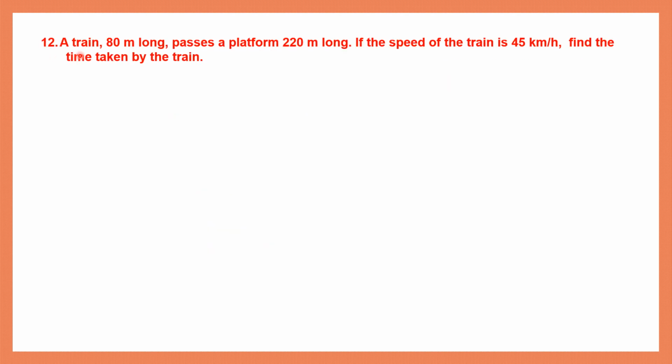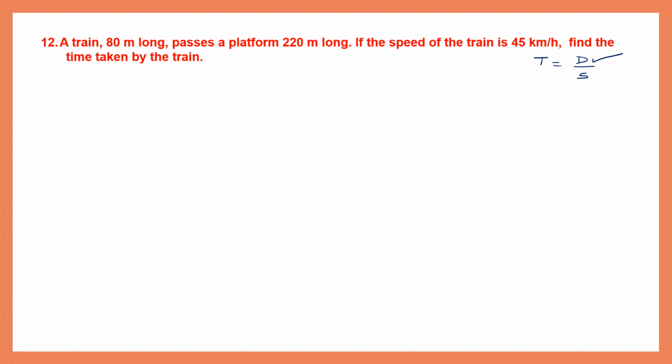Question 12. A train 80 meters long passes a platform 220 meters long. If the speed of the train is 45 kilometers per hour, find the time taken by the train. So the train is passing a platform and we know the speed at which it is passing, but we don't know the time and we have to find the time. Now what is the formula to find time? Time is distance by speed. That means we need to know distance.